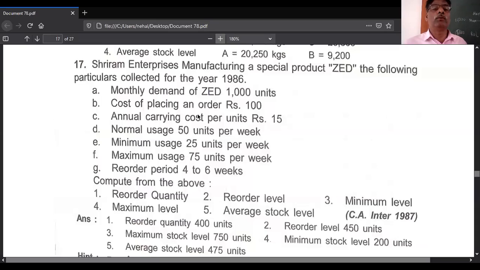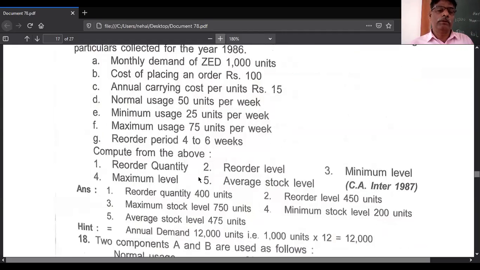If you want to calculate EOQ for this, monthly demand is given in the problem. You have to calculate the annual demand, annual consumption. 1000 is the monthly requirement. You multiply by 12, that will be the annual consumption. Okay. You take the A value 12,000 and cost of placing the order. Ordering cost is 100, carrying cost is 15. Square root of 2AO divided by C, that is the EOQ equation. You write the equation and solve for EOQ. But in the question they have not asked for that. Whatever they asked, you calculate.